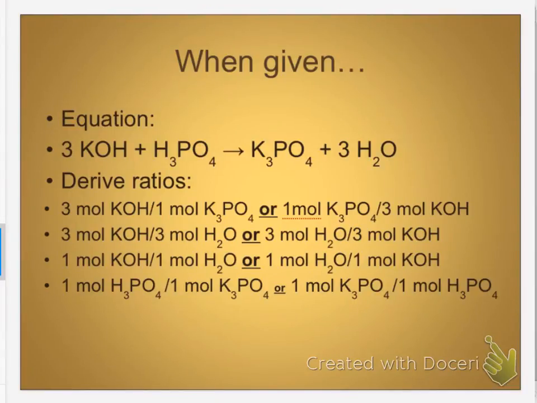We can look at the ratio of potassium hydroxide to phosphoric acid. It takes 3 moles of potassium hydroxide to react with every 1 mole of phosphoric acid. We can look at the ratio of potassium hydroxide to potassium phosphate. For every 3 moles of potassium hydroxide you put in, you're going to get 1 mole of potassium phosphate out. That doesn't sound like a very good deal. We can look at the mole ratio of phosphoric acid to water.